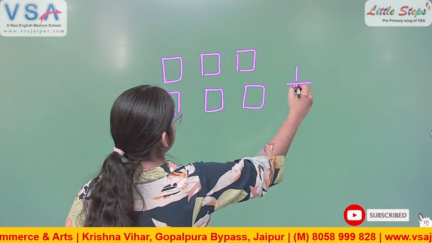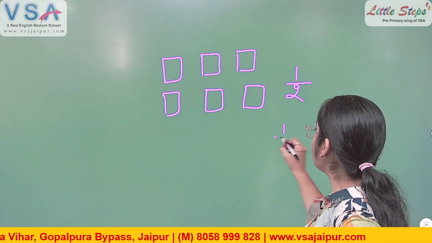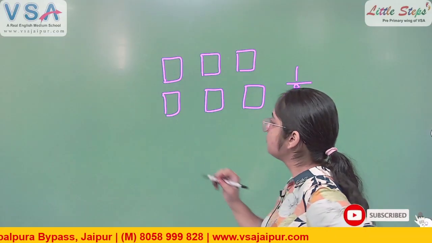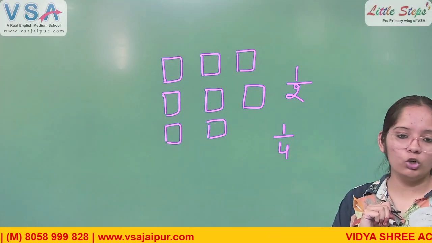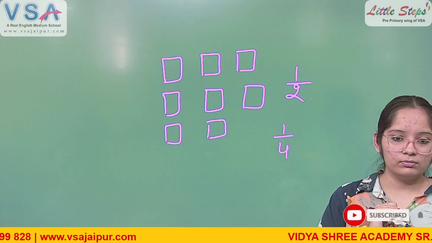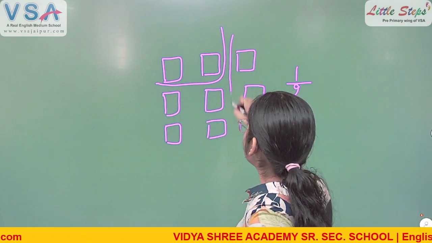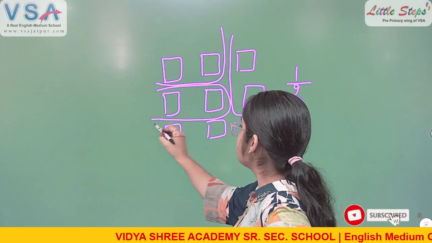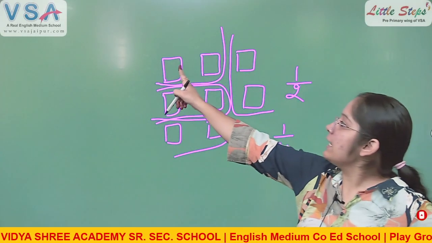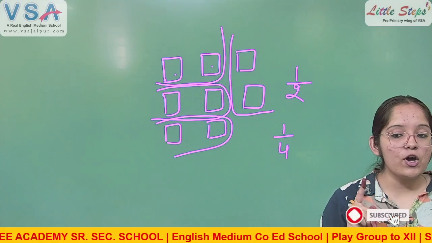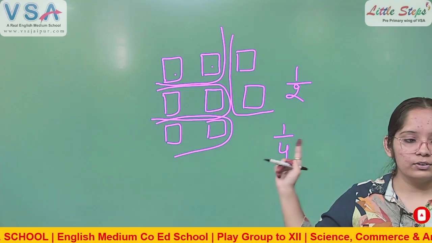What will be the half of this collection? 3. And if I do 1 upon 4? No. 2. How? We will divide into 1 part, 2 parts, 3 parts, 4 parts. 4 parts are made. How many came in one part? 2. So 1 upon 4 of 8 is 2.